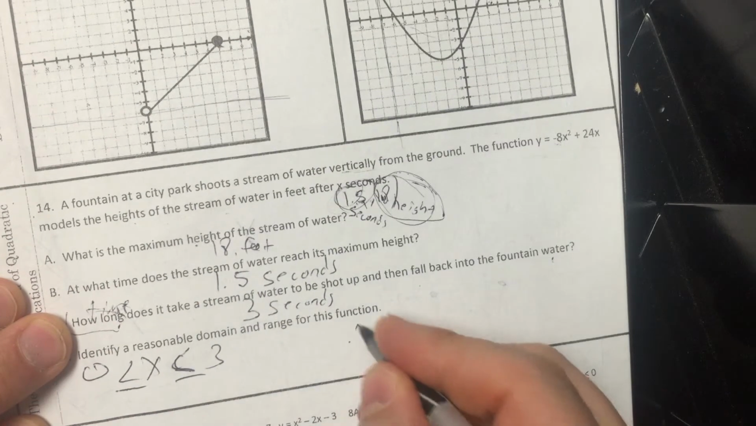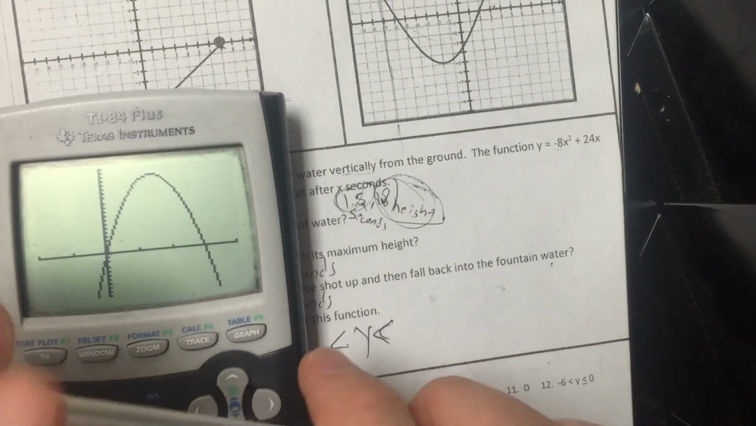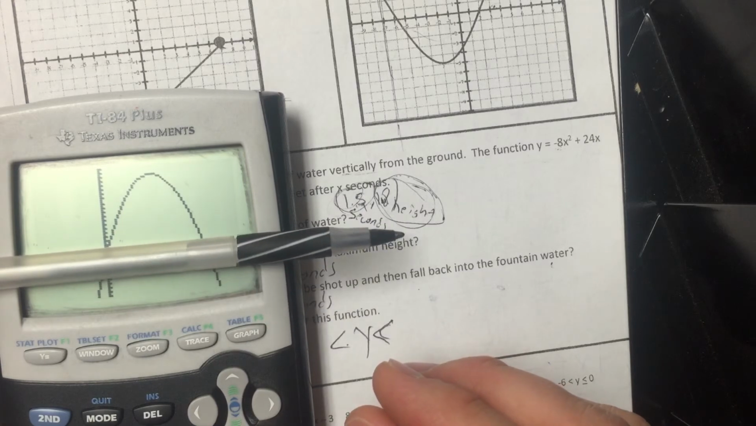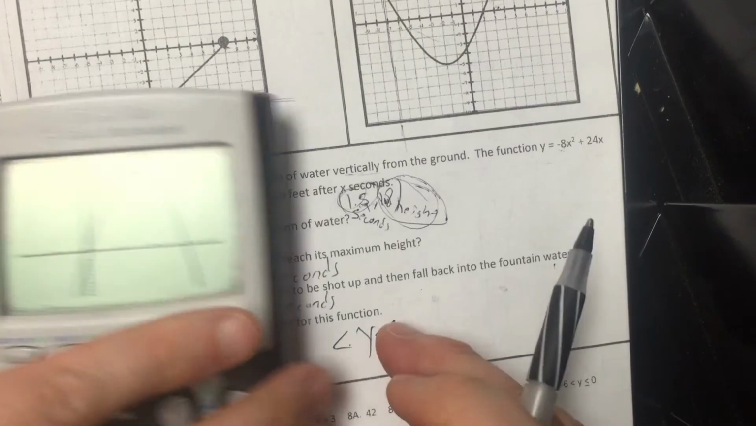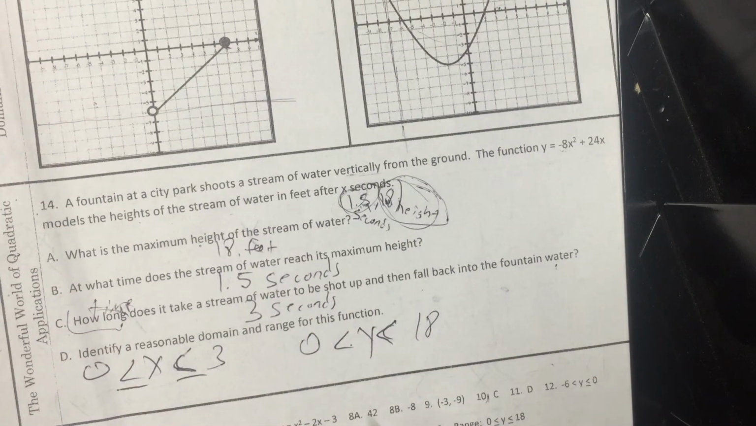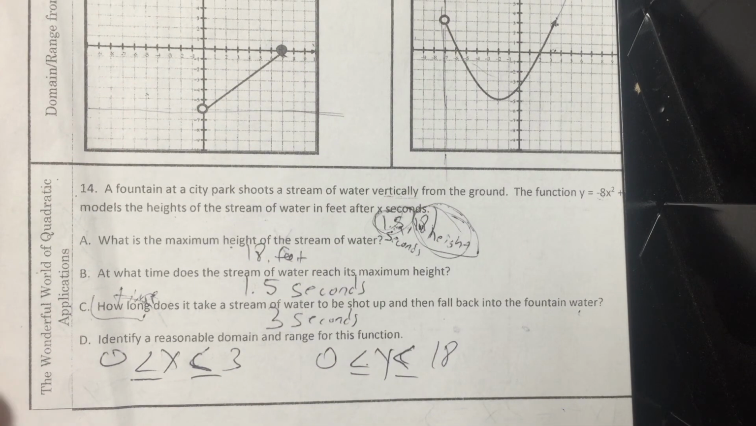Okay? Range, y. Put your less thans. And as I was saying, you can't have negative because you're not going down below the fountain. You're at the surface of the fountain. 0 all the way to 18 because that was the maximum height. 0 to 18, and you can include both of those. That's how that works. That is the review. Good luck on the test.